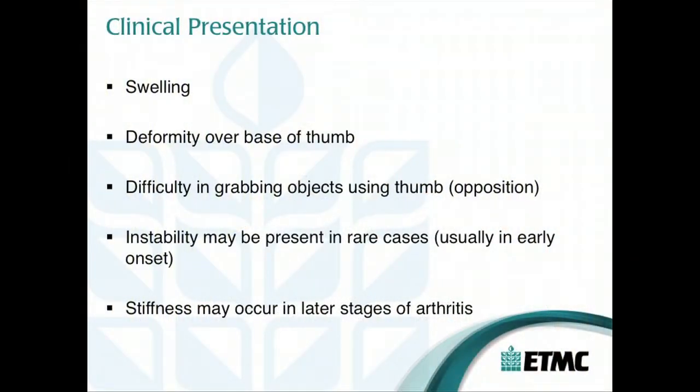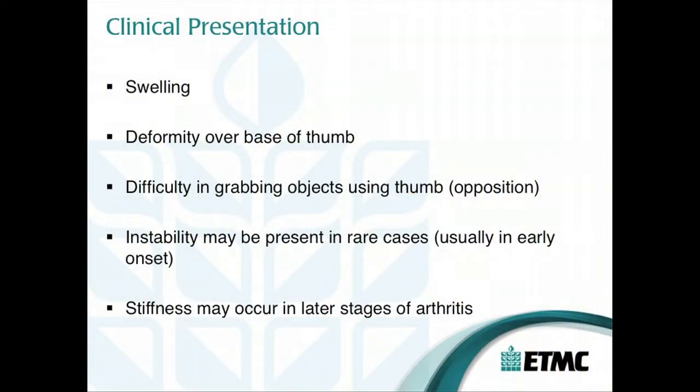Other symptoms include swelling. You can get a deformity over the base of the thumb, and difficulty grabbing objects using the thumb, a term called opposition, which means basically bringing your thumb into the plane of the palm. And in rare cases, instability may be present, and this is usually in the more early stage of arthritis where the pain is not so much from bone rubbing on bone, but more from the ligaments being weak and causing more motion in that area than a normal amount. And in a more severe case, you can get stiffness over time in addition to pain.